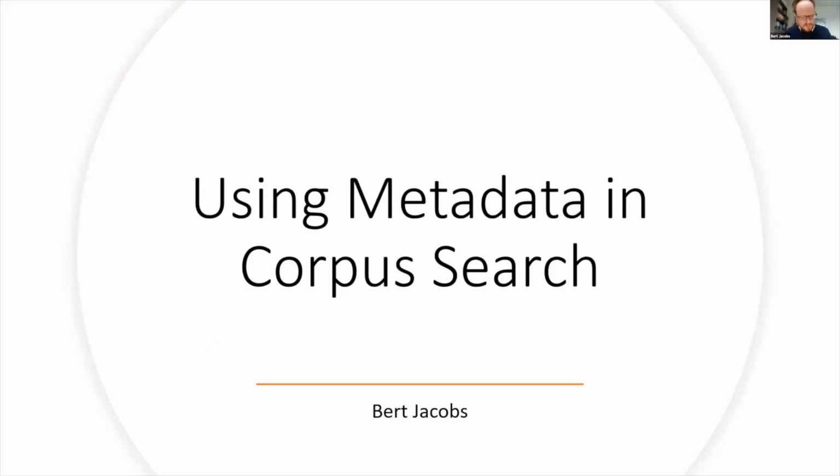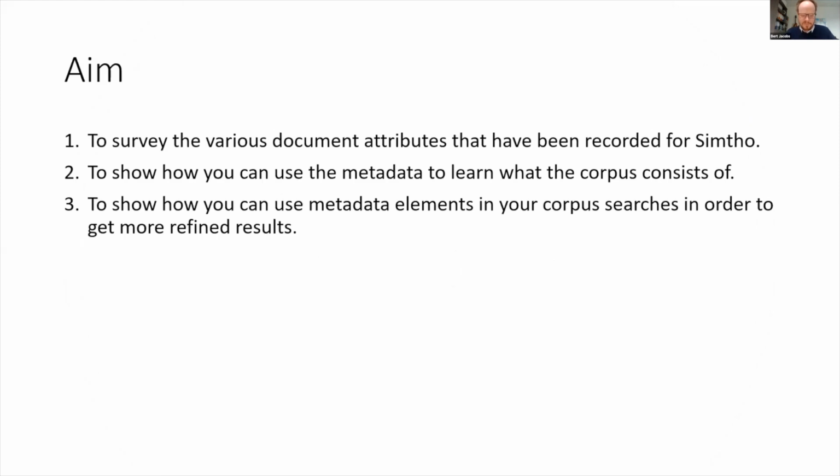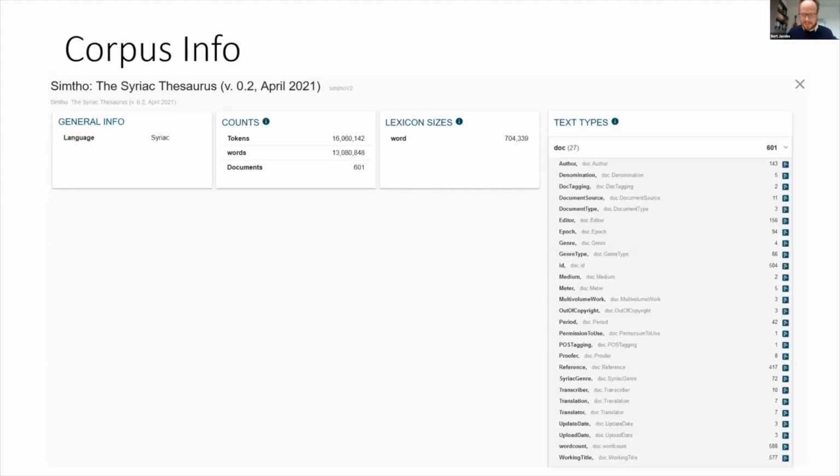So as Slava explained earlier, by the term metadata, we mean all non-linguistic information associated with documents in a corpus. The aim of my lecture is threefold. Firstly, I will survey the various document attributes that have been recorded for the Simtho corpus. Then I will show how you can use metadata to learn what the corpus currently consists of. And then finally, and most importantly, I will show how you can use metadata elements in corpus searches to get more refined results. So first of all, where can we find the metadata in Simtho?